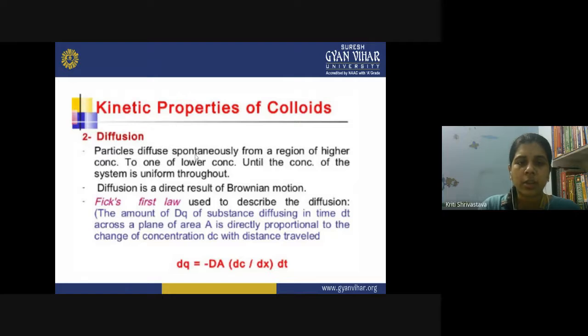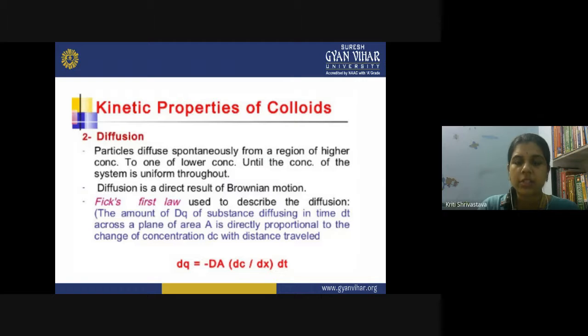This is a spontaneous phenomenon. You need not apply any force here. You need not provide any energy. Diffusion is always spontaneous and it occurs by itself. The driving force is the concentration gradient. Whenever there is a difference in concentration in two parts of the same system, diffusion will take place spontaneously, and it will occur until the concentration of the system is uniform throughout.